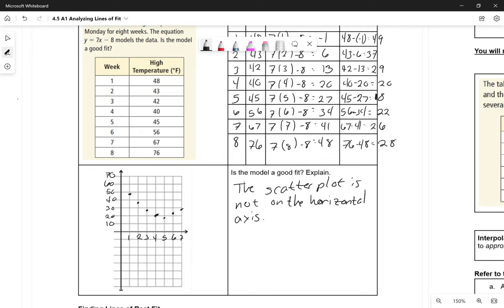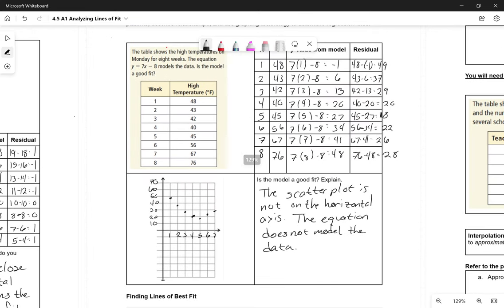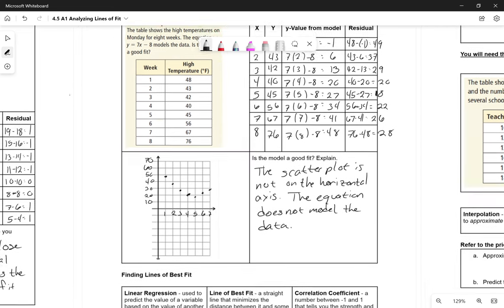So this means that the equation does not model the data. So we were able to take a look with our residuals to see if equations that model the data would be a proper line of fit. Our first example did not show it to be a proper line of fit, but we can see what's coming up.